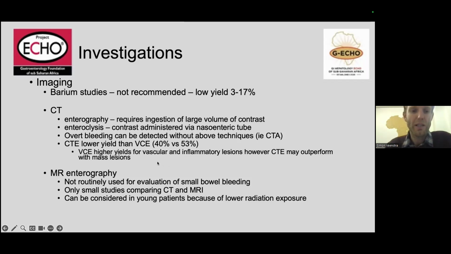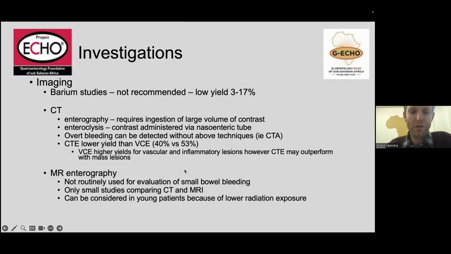Also, with better imaging techniques, a lot of these overt bleeding episodes can actually be detected without the ingestion of contrast, just on CTA. And overall, the yield is not as high as video capsule, so 40% versus 53%. But one can appreciate that a CT enterography might outperform video capsule with mass lesions, as well as obviously picking up extraluminal pathology.